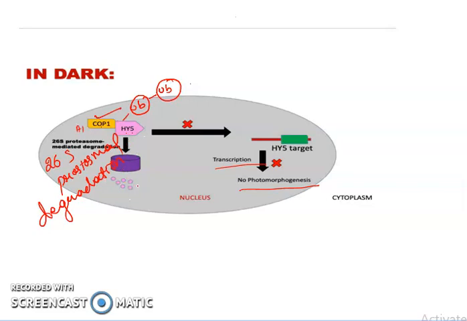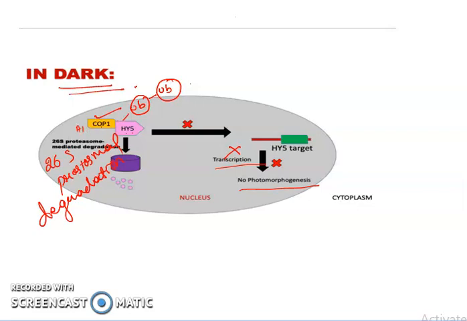As HY5 is degraded, it cannot act as a transcription factor, so it will not move onto the DNA where the gene needs to be transcribed. So further transcription will not take place, due to which photomorphogenesis genes will not be produced. As photomorphogenic genes are not produced, there will be no photomorphogenesis. That means the plant will not show proper growth and development in the night condition or during the dark condition.